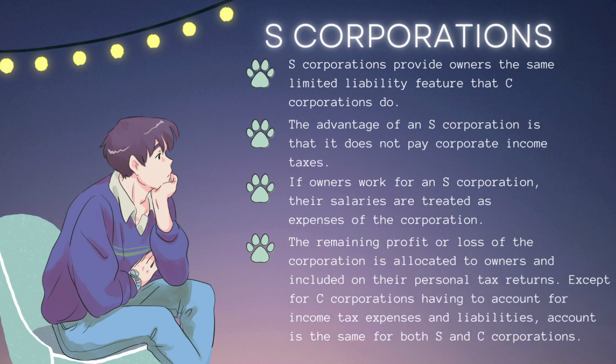S corporations provide owners the same limited liability feature that C corporations do. The remaining profit or loss of the corporation is allocated to owners and included on their personal tax returns. Except for C corporations having to account for income tax expenses and liabilities, accounting is the same for both S and C corporations.